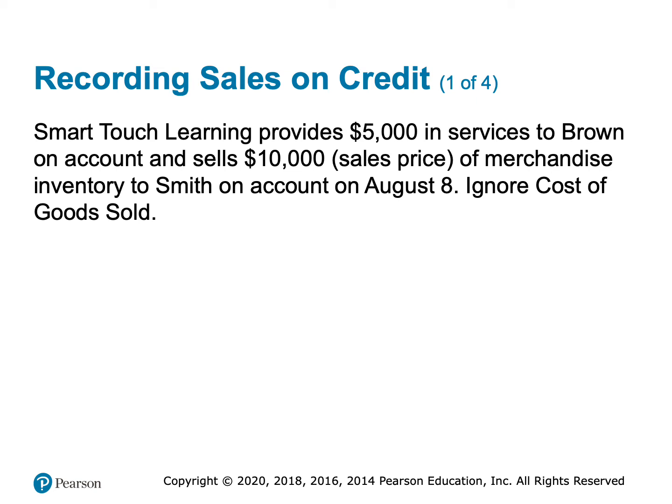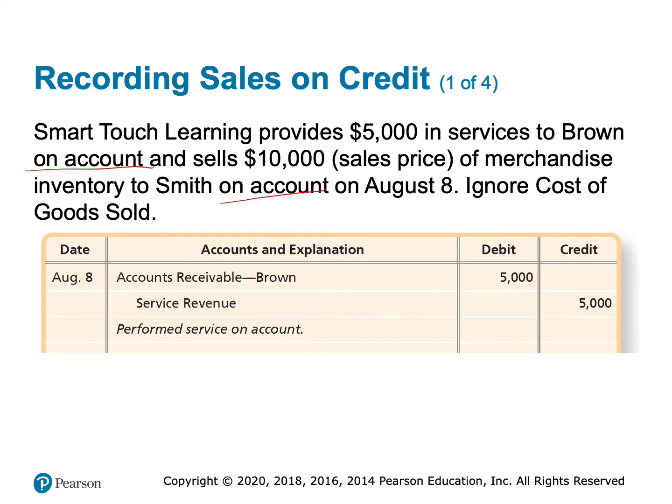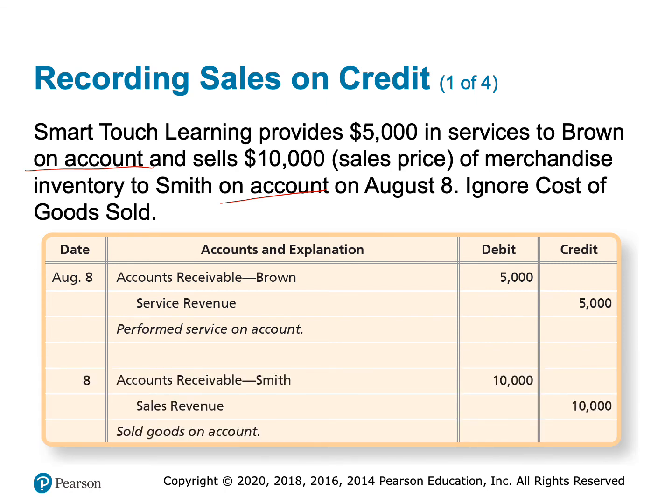Both of those are on account, which means since we're the seller, we'll have an account receivable. So here I have a debit to accounts receivable Brown and a credit to service revenue. And then my second entry would be a debit to account receivable Smith and a credit to sales revenue. Keep in mind we would really make a second entry there to debit cost of goods sold, credit inventory, but we're just ignoring that right now.